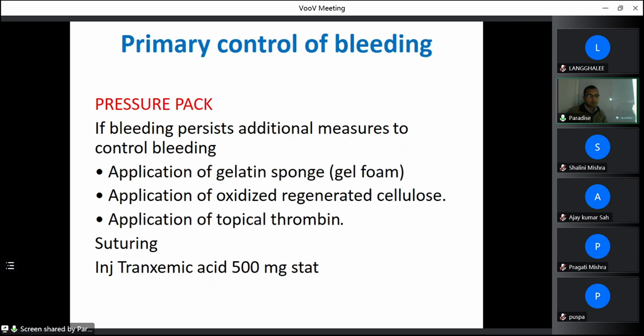Application of topical thrombin is another option. In most cases, if there is bleeding from the socket, all of it can be managed by local measures. You don't have to inject anything systemically. The pressure pack is the best technique. Either you can use a tranexamic acid soaked gauze pack, or you can use gel foam and suture it.